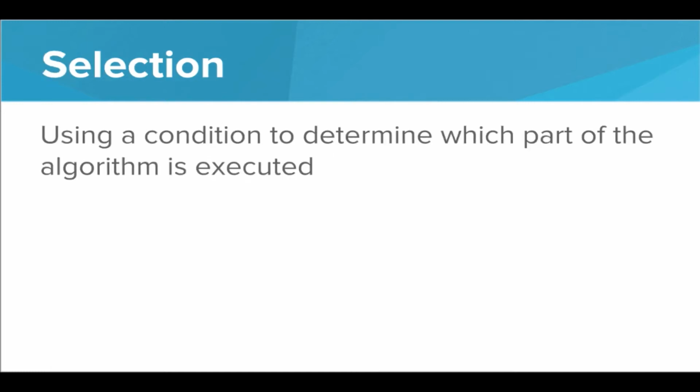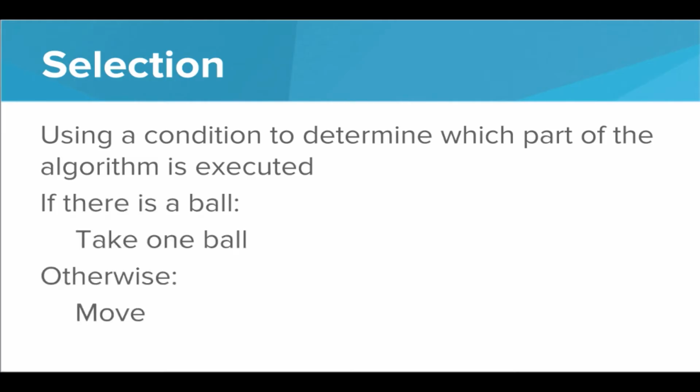Then there's selection. Selection is using a condition to determine which part of the algorithm gets executed, to determine which instructions end up getting executed. In English, selection might look like this: If there is a ball, take one ball. Otherwise, move. This translates directly into code with if-else statements. If ball's present, take a ball, else, move. So if-else statements let us use selection in algorithms.